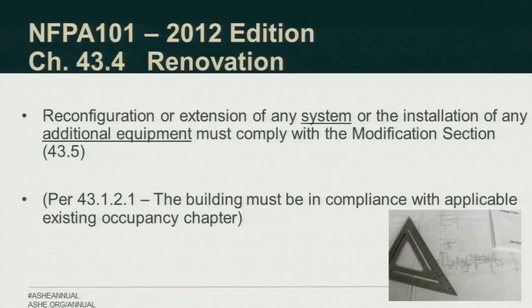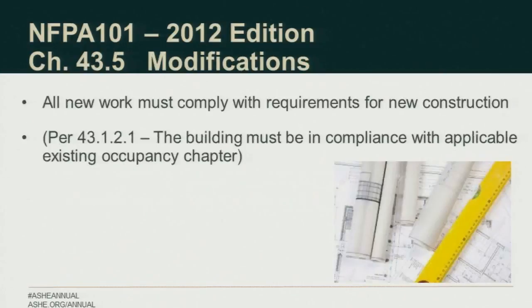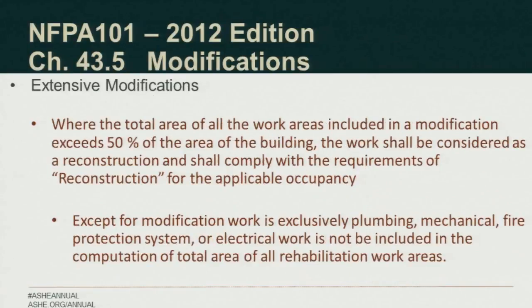Another extension of modification: where the total area of the work areas included in the modification exceeds 50% of the area of the building, the work shall be considered as a reconstruction and shall comply with the requirements of reconstruction for the applicable occupancy. Again, this does not apply for work that is exclusively plumbing, mechanical, fire protection, electrical. That work is not included in the calculation of the 50%.